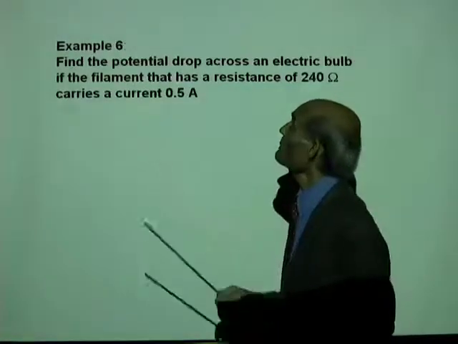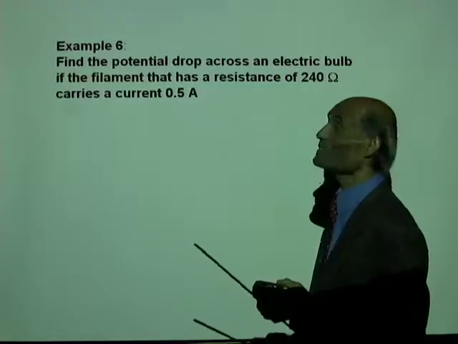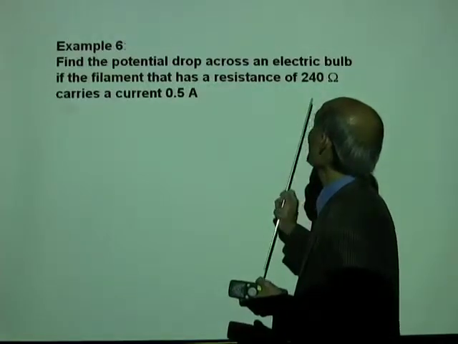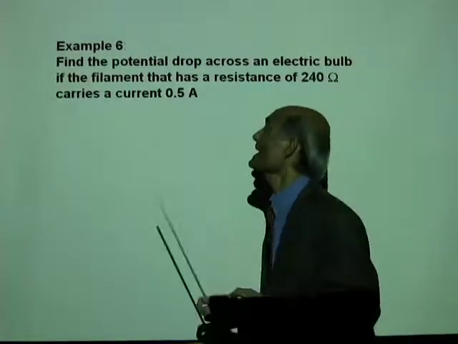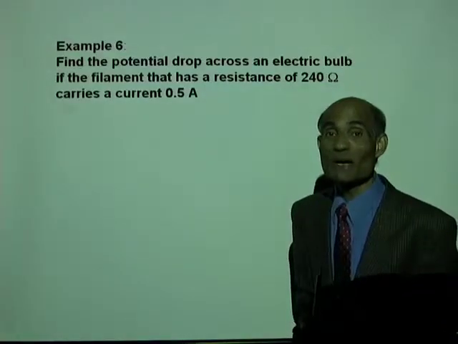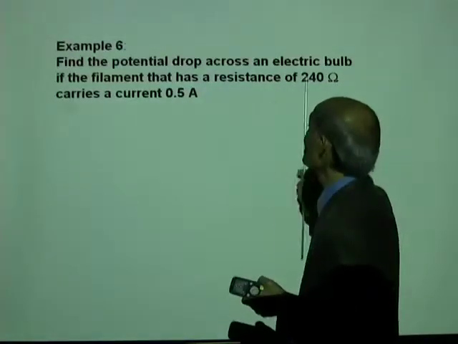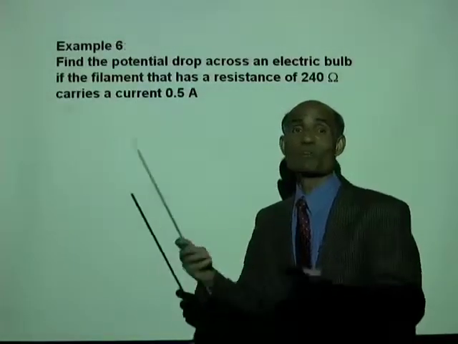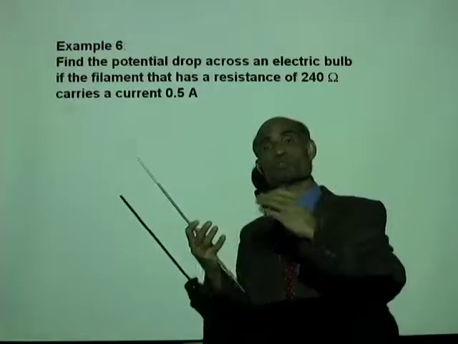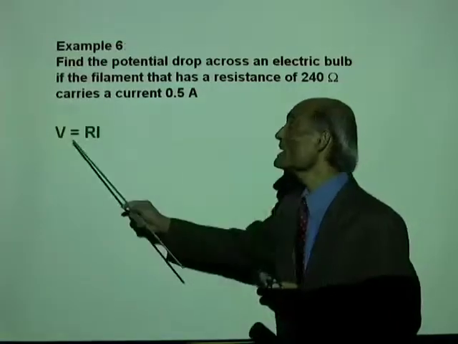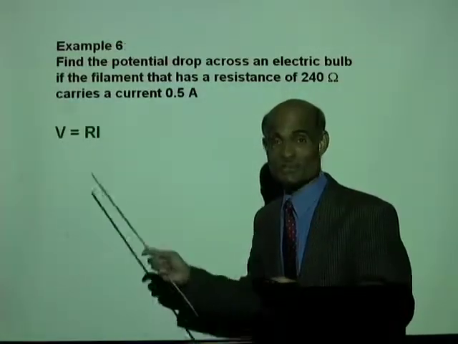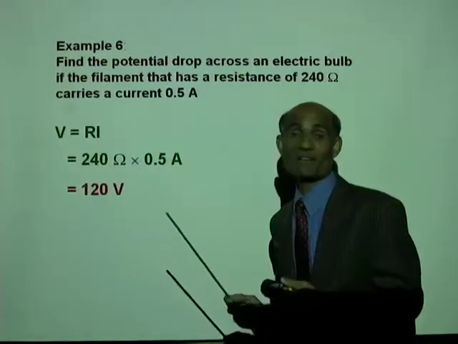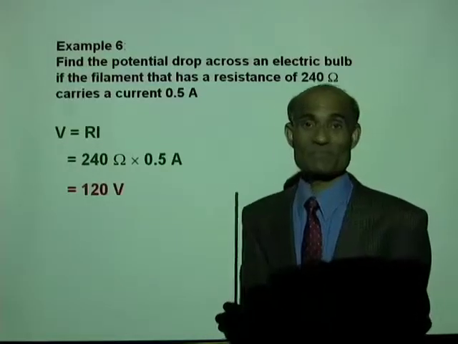Alright? Find the potential drop across an electric bulb if the filament that has a resistance of 240 ohm carries a current of 0.5 ampere. This time we have the resistance, we have the current, we need to find the potential difference. Potential difference is the same as the potential drop. V equal to RI. So knowing the values of R and I, we can calculate the potential difference.